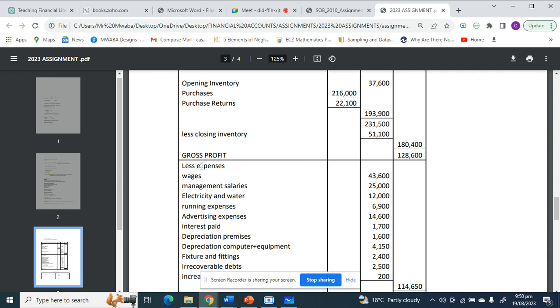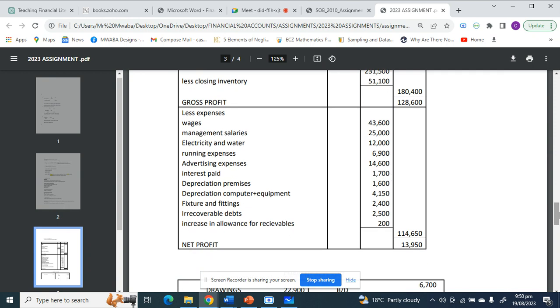So this is where the statement of profit or loss begins. The main purpose of the statement of profit or loss is to get our net profit. All right. Net means after we have deducted all these expenses, the profit that remains. All right. So we tabulate our wages. Okay. We start with wages. Right. Remember, there were some adjustments made to wages, and the new value that we got was 43,600.